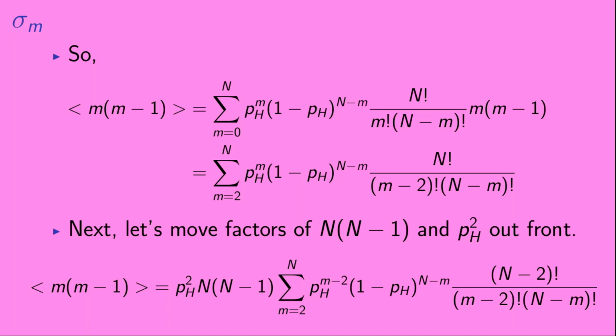Okay, next let's move factors of n times n minus 1 and ph squared out front. So now we have that the mean value of m times m minus 1 is equal to ph squared n times n minus 1 times the sum from m equals 2 to n of ph raised to the m minus 2 power, 1 minus ph raised to the n minus m power, n minus 2 factorial over m minus 2 factorial, n minus m factorial.